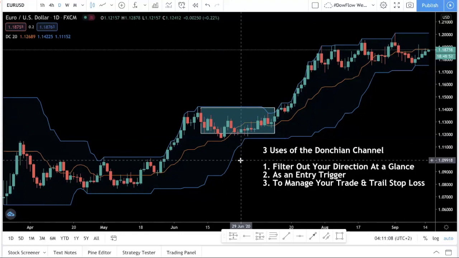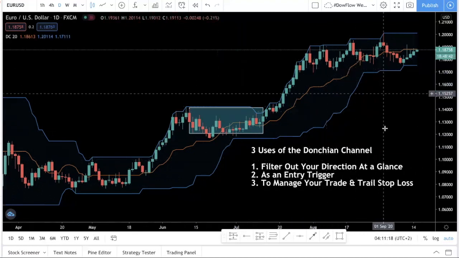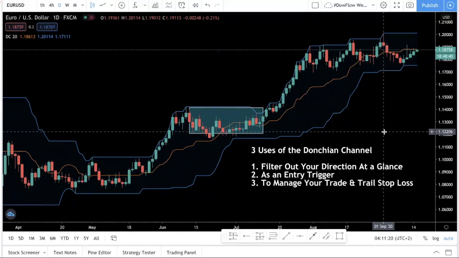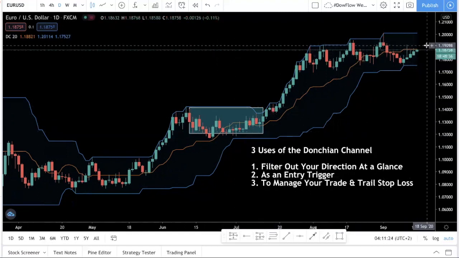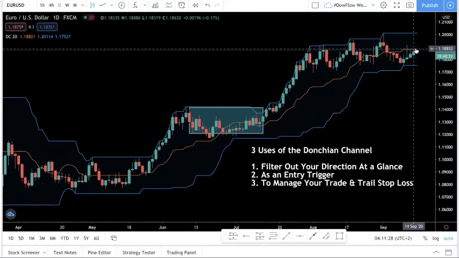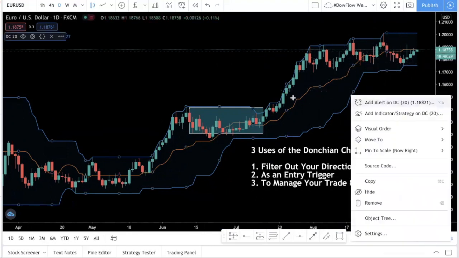Okay, so the first use of the Donchian channel is to filter out your direction. This is very useful if you can't tell the market structure and you don't really know what to do. As a rule of thumb, think of it like a moving average. If price is above the orange line, then you want to be buying. If it's below, you want to be selling. That's just a general rule of thumb.